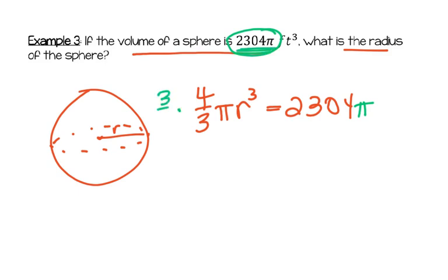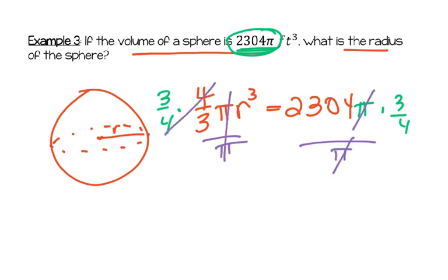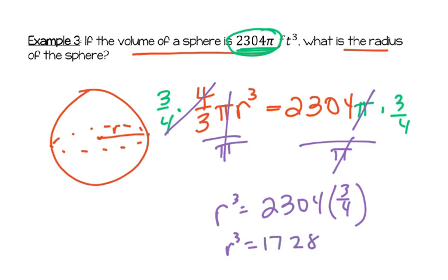So I'm going to start by multiplying by 3/4. And then I'm going to divide by pi. Okay, now when I divide by pi, that's canceling out. So I get r to the third power is equal to 2304 times 3/4. And so that's a pretty easy one to put in my calculator. And that's going to come out to be 1728. So I need to take the third root of 1728.